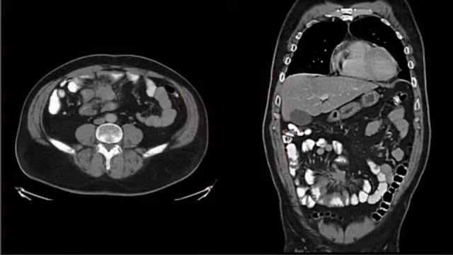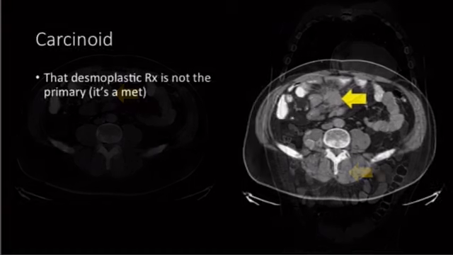All right, so here's a case. A real classic look here. So we've got this desmoplastic reaction. Remember, that's not actually the primary. That is a MET, and so this is a carcinoid tumor.